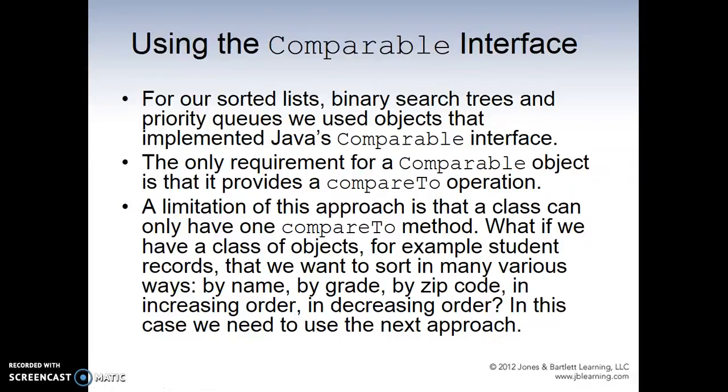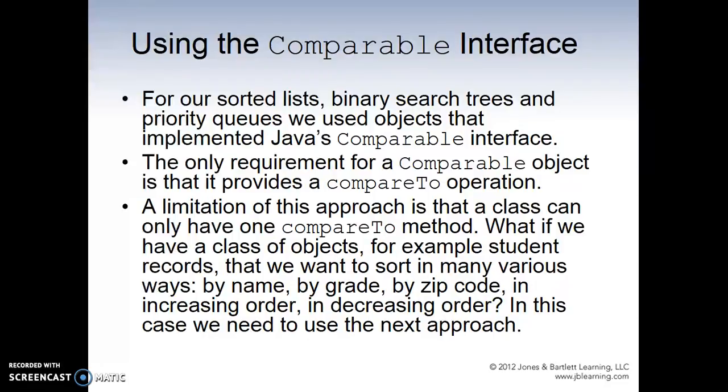So we use the Comparable interface. For our sorted lists, binary search trees, and priority queues, we used objects that implemented the Comparable interface. The only requirement for a Comparable object is that it provides a compareTo operation. A limitation of this approach is that a class can only have one compareTo method.